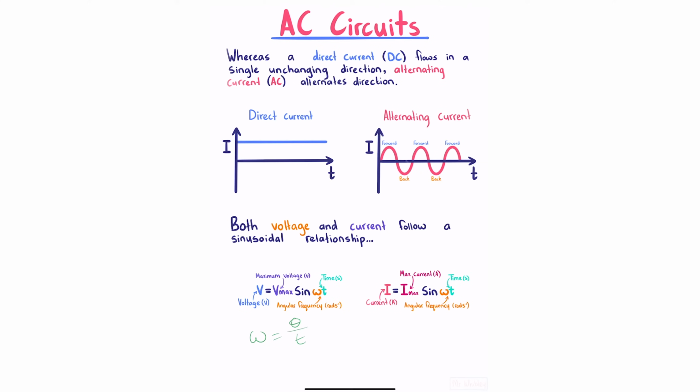This equation is on your formula sheet. If we multiply both sides by t, we wind up with the angle is equal to omega t. And so omega t is just another way of writing the angle. We use it because it's often more convenient, as you'll see over the next few pages.